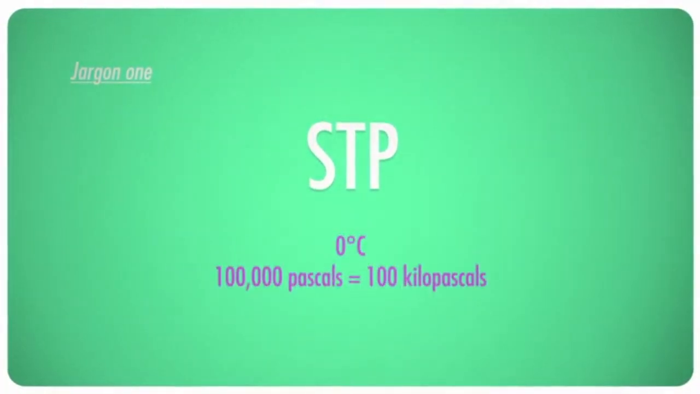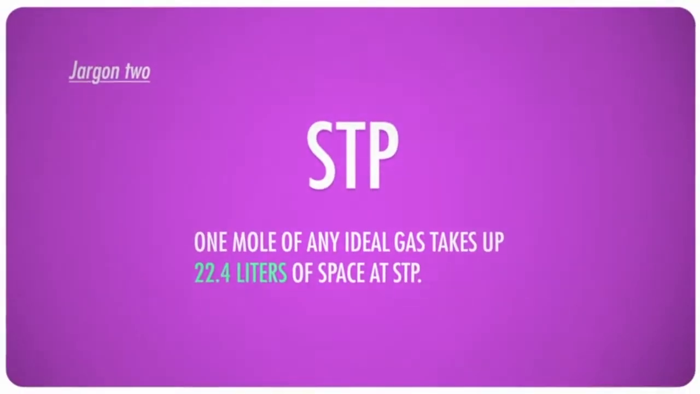Jargon fun time! STP means standard temperature and pressure, which according to the lords of chemistry is 0 degrees Celsius and 100,000 pascals, or 100 kilopascals. 1 mole of any ideal gas takes up 22.4 liters of space at STP, which is a fact that can simplify a lot of calculations.